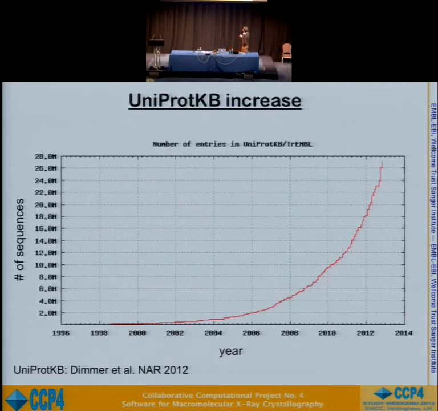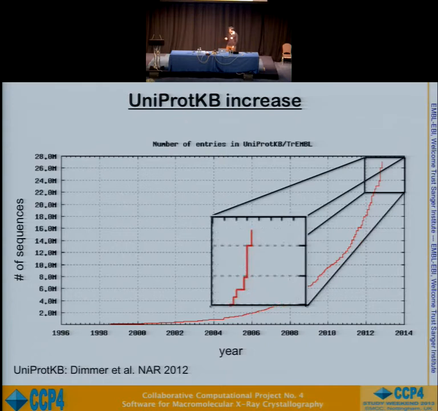UniProt is increasing very fast. So this is the curve. In 2008, there were about 4 million sequences. Today, there are almost 30 million. And the worrying part of the graph is that it's going vertically, essentially, you see. That's an artifact, of course, but it's increasing fast.